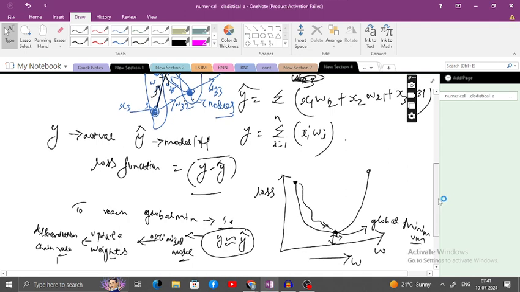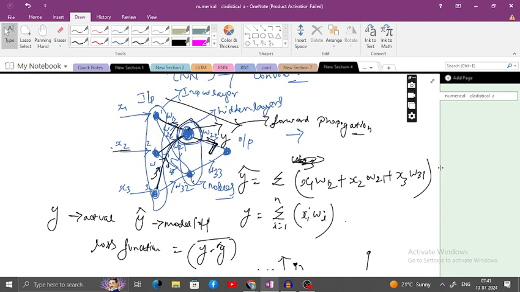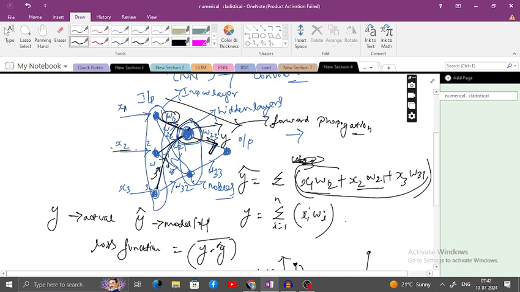So now, look at this model: x1 into w12, x1 into w12 input, x2 into w22, that is w22, w21 and w31 and w21. So look at this, all these weights need to be updated.